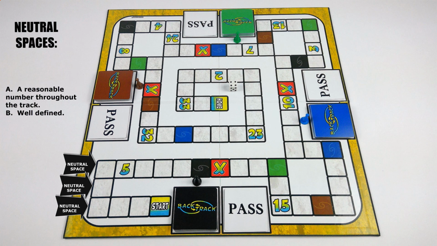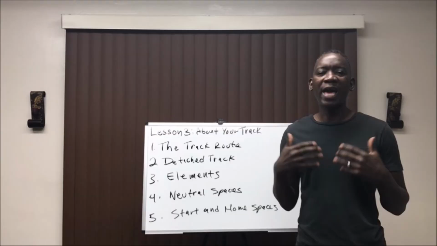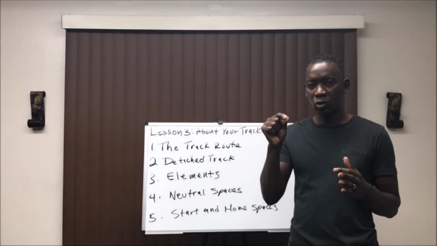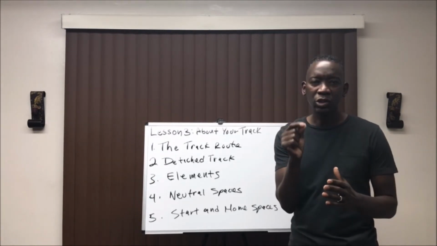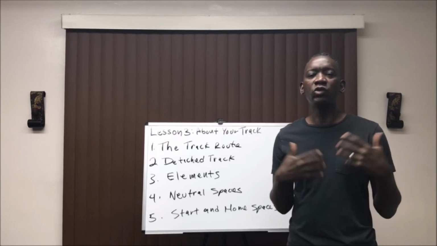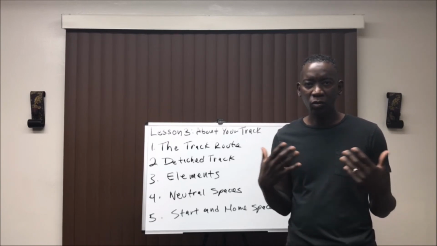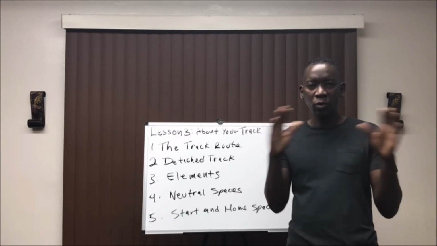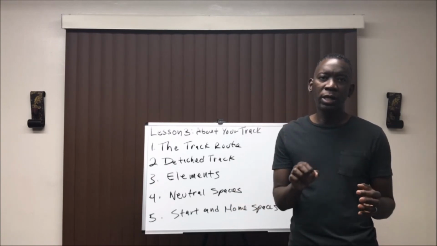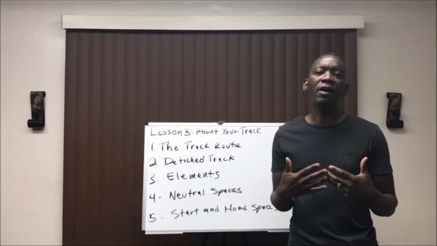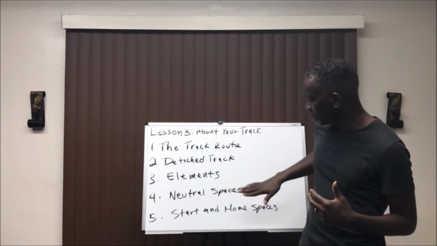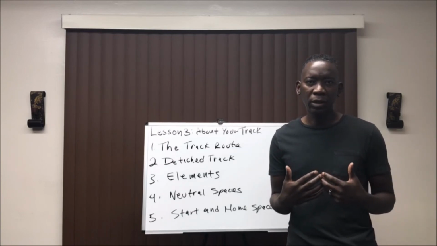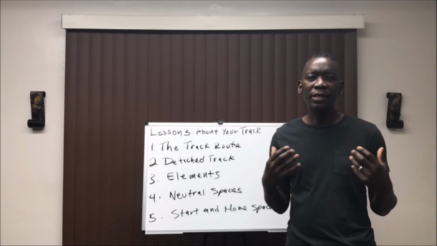And number 2, your neutral spaces have to be well defined. In other words, when I take my pawn and land on your neutral space on your track, I should know that that's a neutral space. And usually neutral spaces on a track, on a tabletop board game, is plain white. So you know that you could rest there and don't have to worry that you landed on an element. So you have to have enough neutral spaces on your track to make your board game fun, addictive, and challenging.